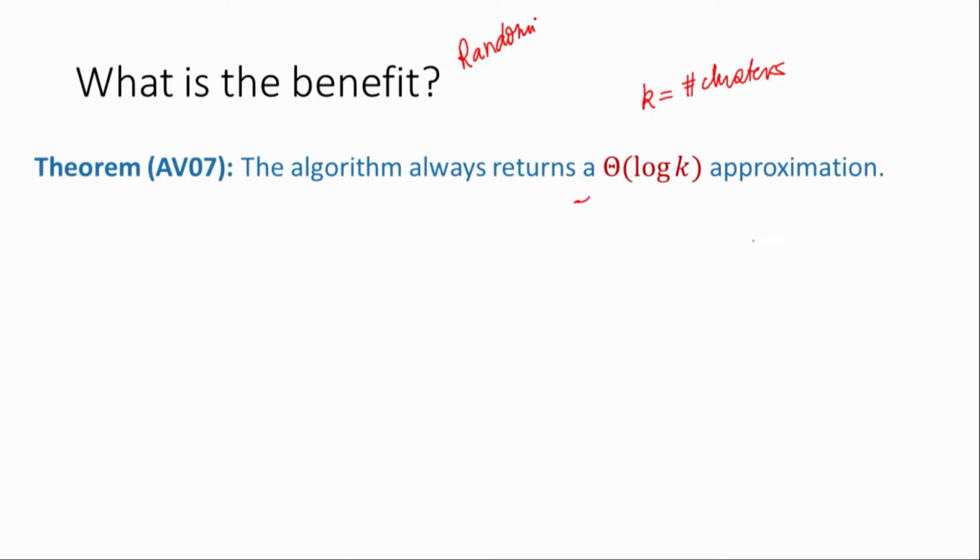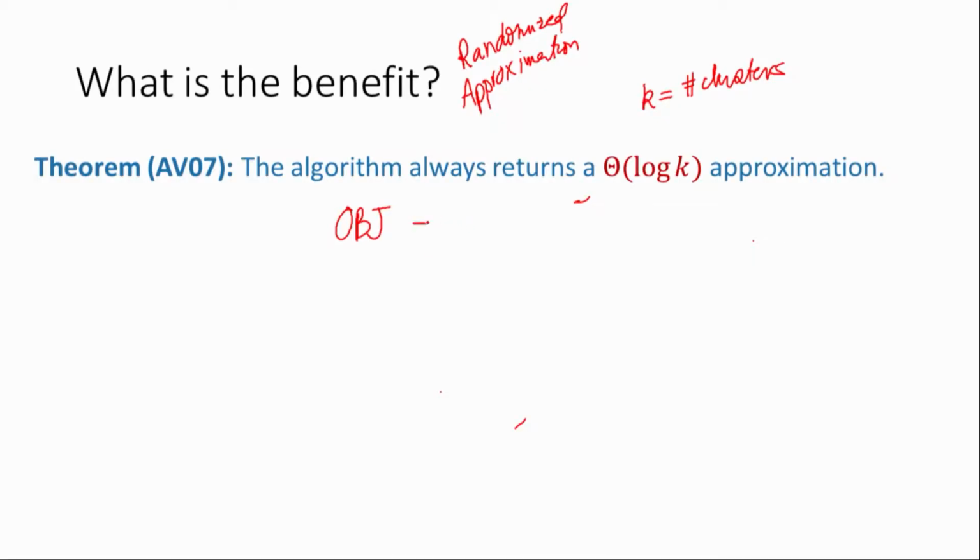You might not have studied an approximation algorithm before. I've thrown a lot of things at you. This is a randomized algorithm. This is an approximation algorithm. So what is an approximation algorithm? Suppose you have an objective function, and you optimize it, and suppose the optimum value is opt.